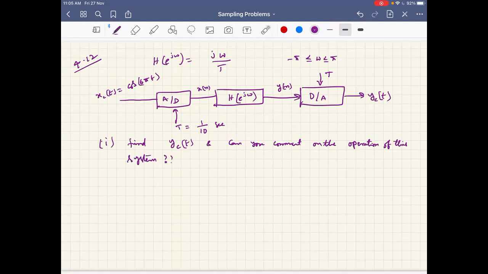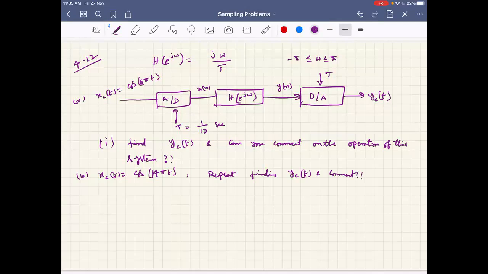Yeah, I request you people to answer. B, all whatever we have discussed is A. B requires xc of t equal to cos of 14 pi t. Same question: find yc of t, and comment.